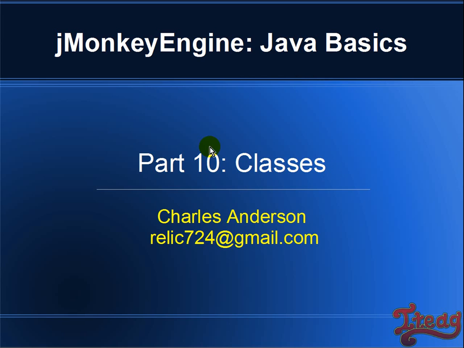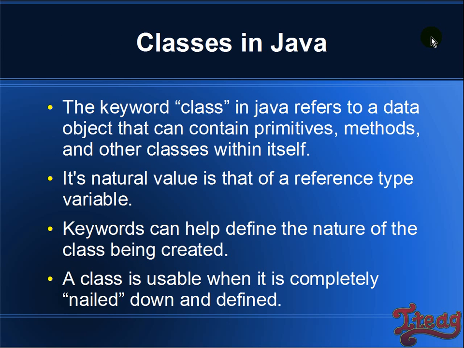This is the big thing that Java, as an object-oriented language, covers. Classes are the big thing for objects. Okay, classes in Java. The keyword class in Java refers to a data object. It can contain primitives, the bottommost chunk of information, methods, and other classes within itself. And its natural value is that of a reference type variable. So when you're talking about instancing a new class, you're creating a new reference type variable, and the address of where it's stored in the heap is put up there.